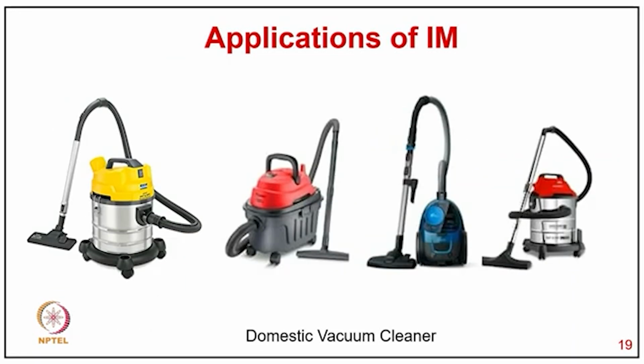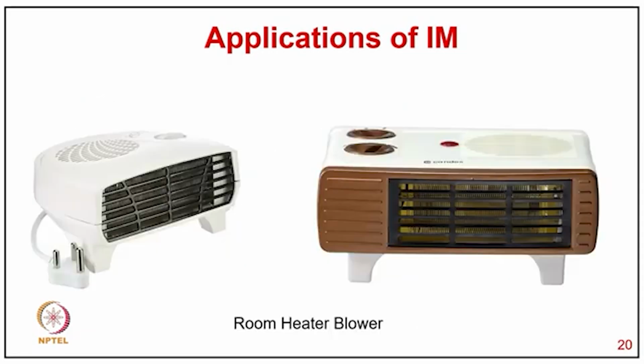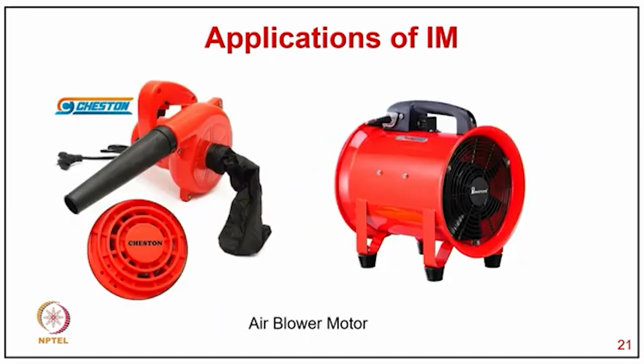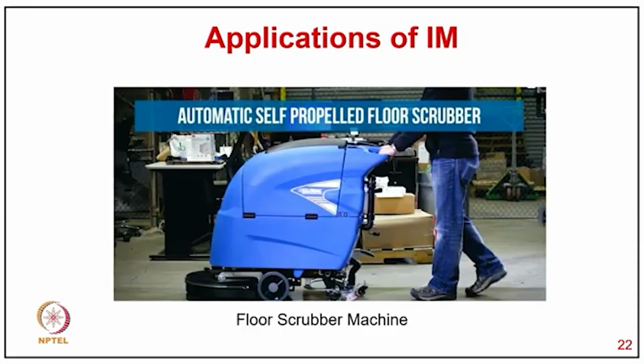Then your domestic vacuum cleaners, then the room heater blower. A room heater has a heating element as well as a fan to circulate the hot air. So for the purpose of blowing that, we use the single phase induction motor. Then you have an air blower motor, used for many purposes, either for cleaning or removing dust in places where it is very difficult to go otherwise. So we use this air blower, and that also has a single phase induction motor.